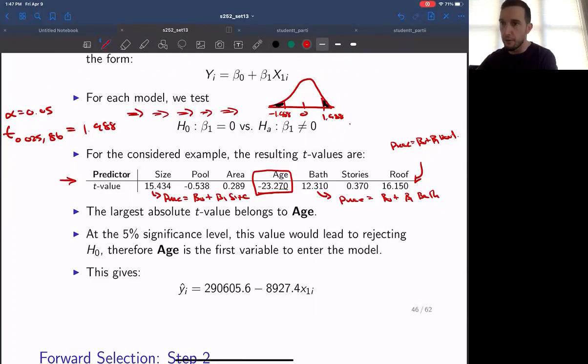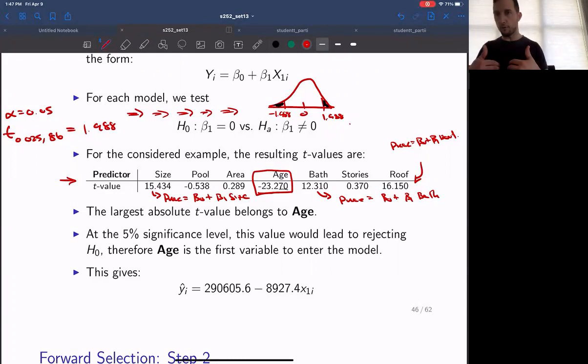So this is the first step. We set a cutoff of 1.988 and age is the most significant because it's the furthest into the rejection region, right? That part of it is a bit subjective, but that's the idea. Does that make sense, Bashir? I don't know if she's still there, okay, cool.